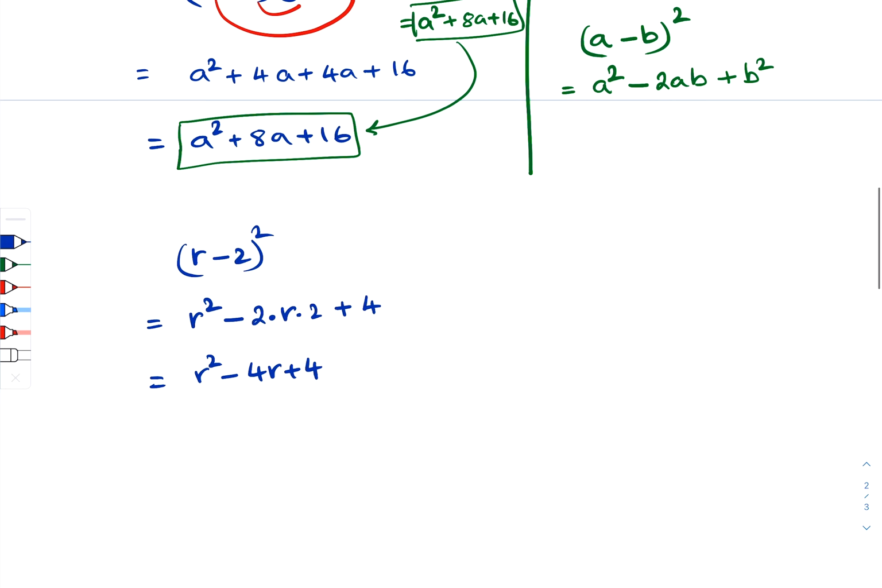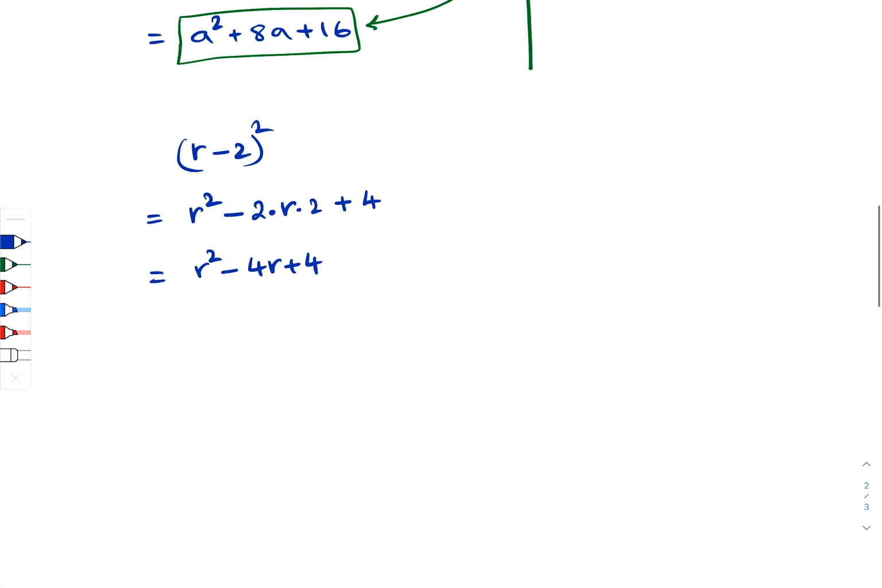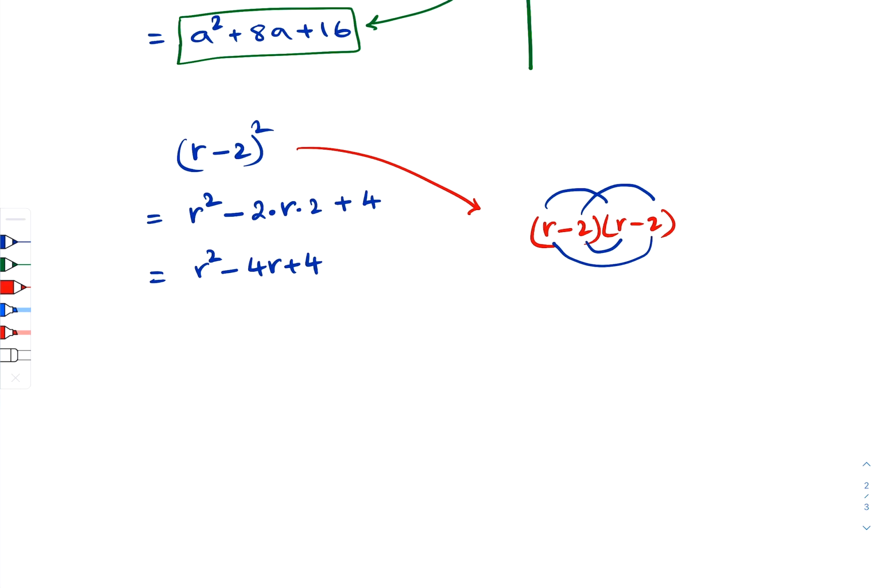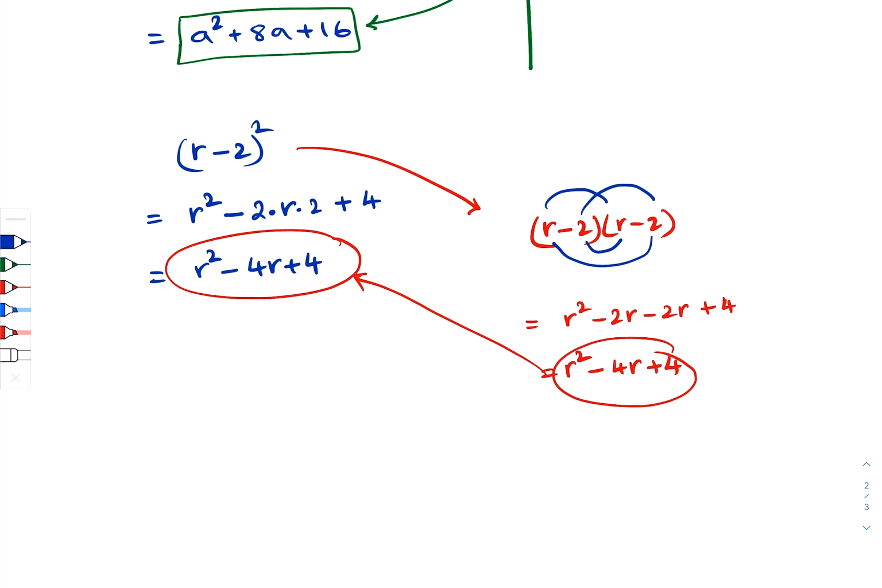Now you can double check to see that the formula actually works. Let's verify this. I'll do it in red out here. So r minus 2 times r minus 2. Apply my monkey method to this. This time I'll make the monkey blue. Left eye, right eye, mouth, chin. Then that's equal to r squared minus 2r minus 2r plus 4. Combining like terms, r squared minus 4r plus 4. See? It matches this.